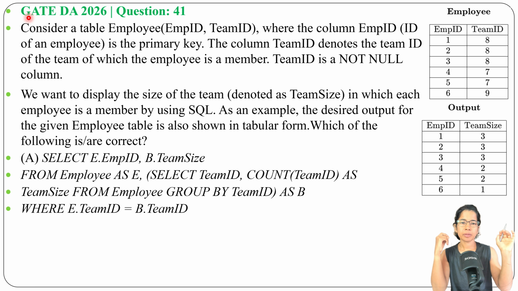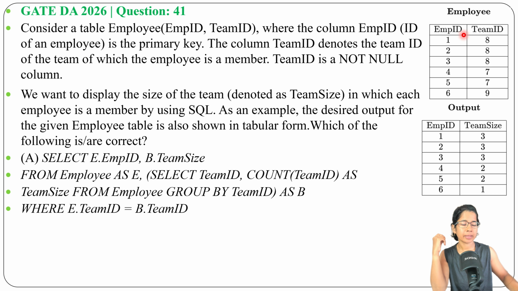Hey students, let's solve one previous question of DBMS. This question was asked in GATE DA 2026, question number 41. Consider a table employee(employee ID, team ID), where column employee ID, the ID of the employee, is the primary key.